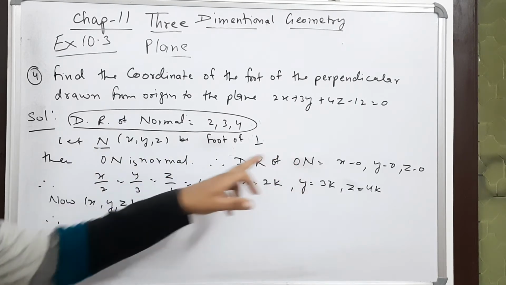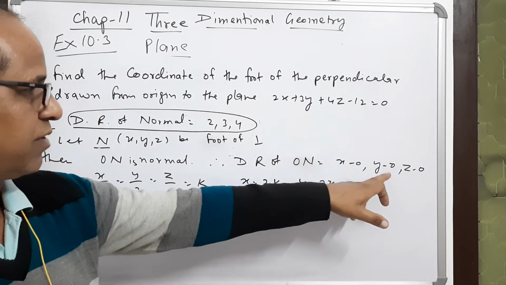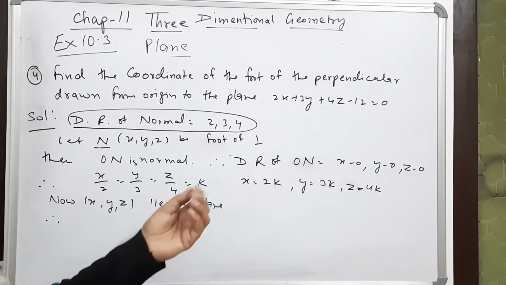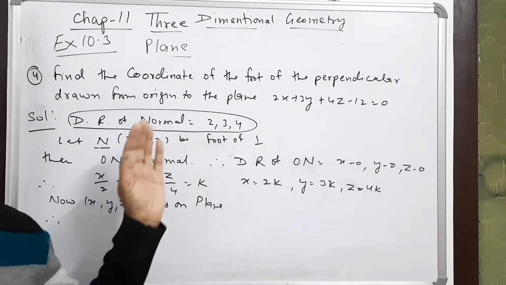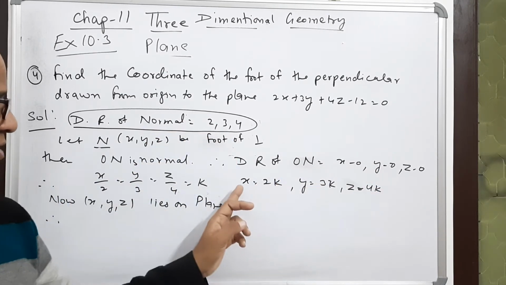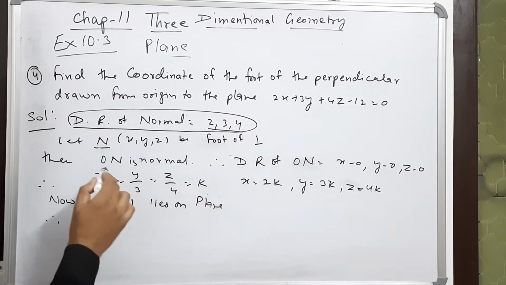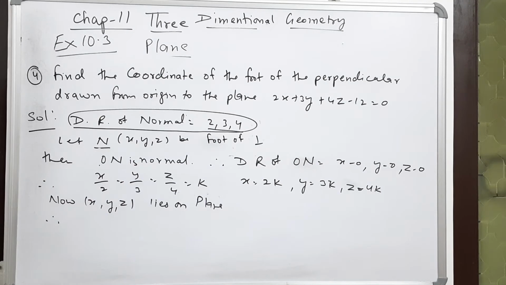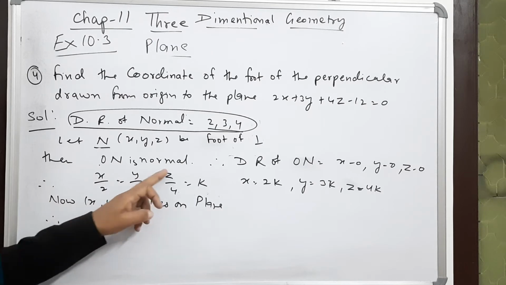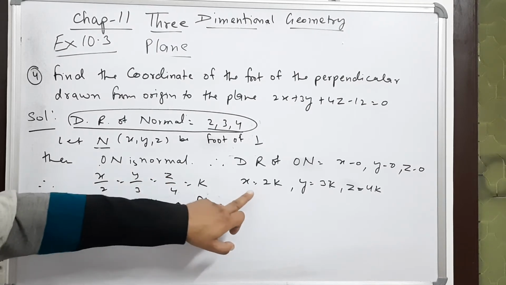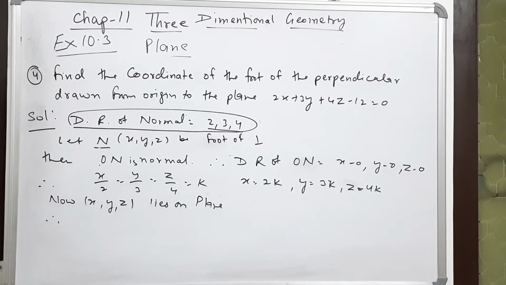Now the direction ratio of ON, O means origin and N is x, y, z. So it is x minus 0, y minus 0, z minus 0, because you have already read that the direction ratio is x2 minus x1, y2 minus y1 and z2 minus z1. Now you know that the direction ratio of the normal is this and ON is in the direction of the normal, so their ratios will be proportional. Say x by 2, y by 3 and z by 4 equals k. Then what will be the value of x? It is 2k, 3k and 4k.